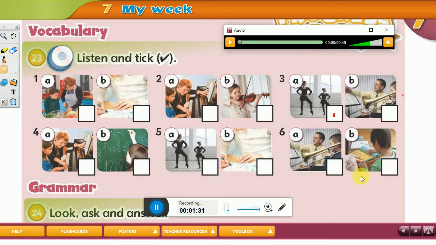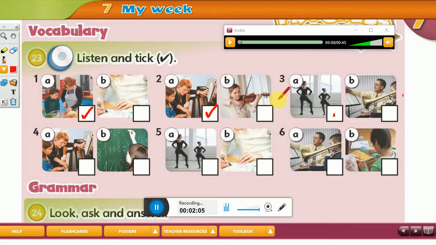Okay, we listened carefully to the last exercise and I will ask you some questions about these pictures and you will answer and put a tick in front of the correct picture, okay? Who can tell me what's number one? Very good. Learn to cook. What about two? Excellent. Practice the piano.